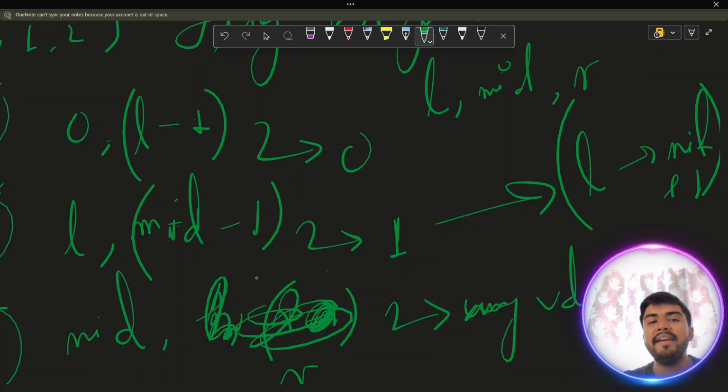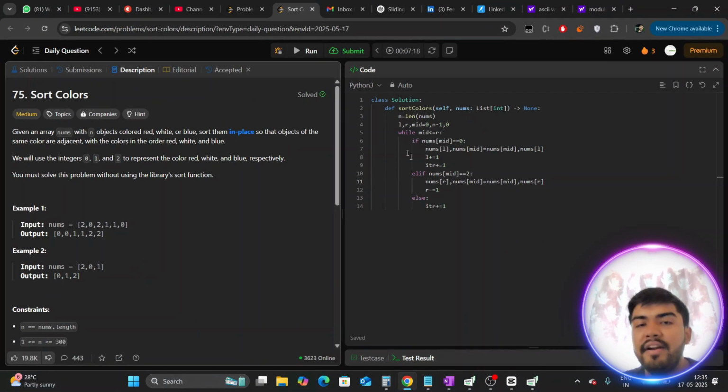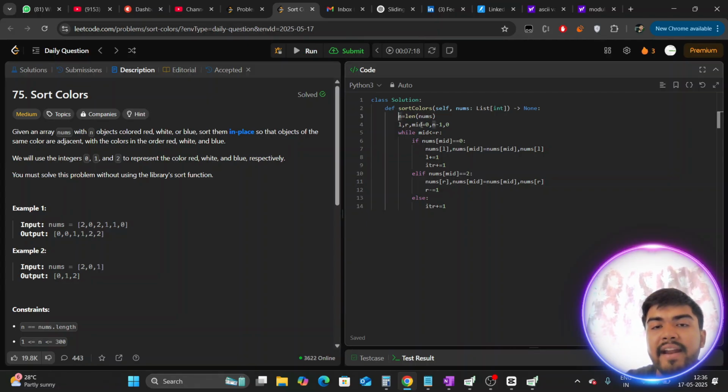Yeah, so now we can quickly discuss the code iterations. The code is going to be very simple. What I just explained, I have done exactly the same. I have taken n to be len of nums, and set our left, right and mid pointers. L should be 0, right pointer should be n minus 1, and mid should initially start from 0. And we know our unsorted segment is mid to right.